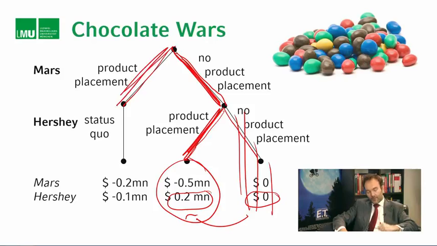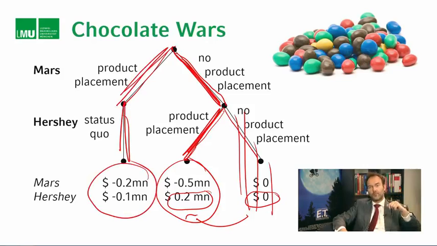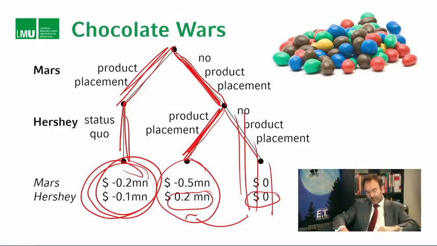If they accept the deal, so they sign the contract, Hershey's does not have a choice, and it's going to mean a loss of $200,000 for Mars. Now, comparing a loss of 200 and a loss of 500, of course, it's clear that Mars should have chosen this strategy, so they should have signed the deal.